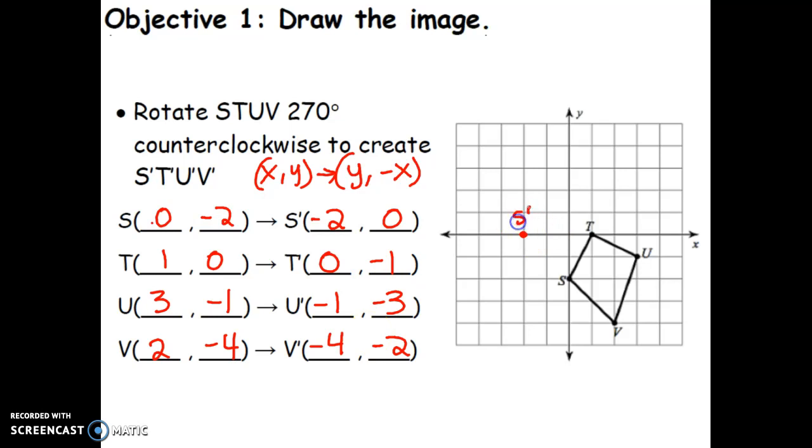So negative 2, 0, S prime. 0, negative 1, T prime. Negative 1, negative 3, U prime. And then negative 4, negative 2, V prime. We have now rotated this pre-image 270 degrees counterclockwise.